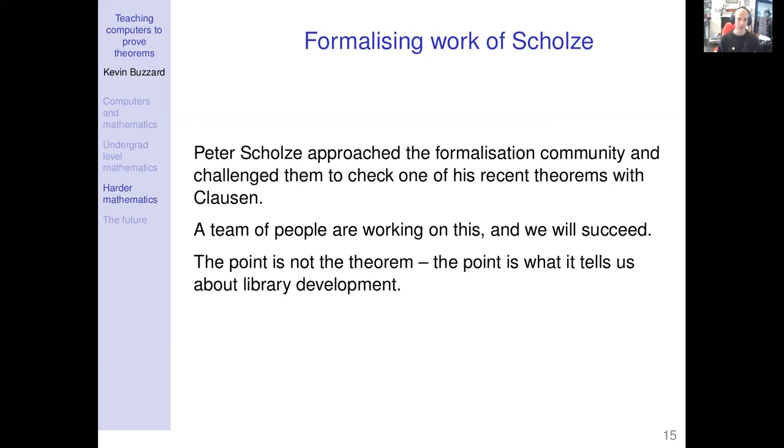And really though, from my point of view, the point isn't the theorem. The point is that every time you try and prove a very difficult mathematical theorem, we discover more holes in the library. We discover parts of the library which are difficult to use. And you discover parts of the library where we could do better. And it makes the library better. So now if people come along and they want to use things like subsets of finitely generated abelian groups, things are better now.